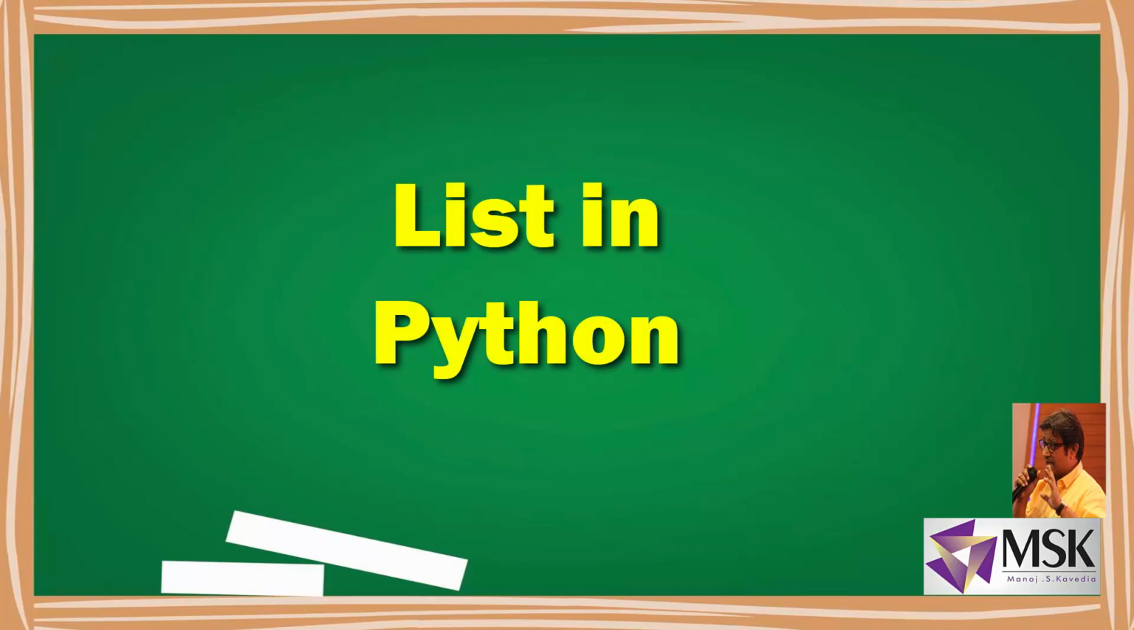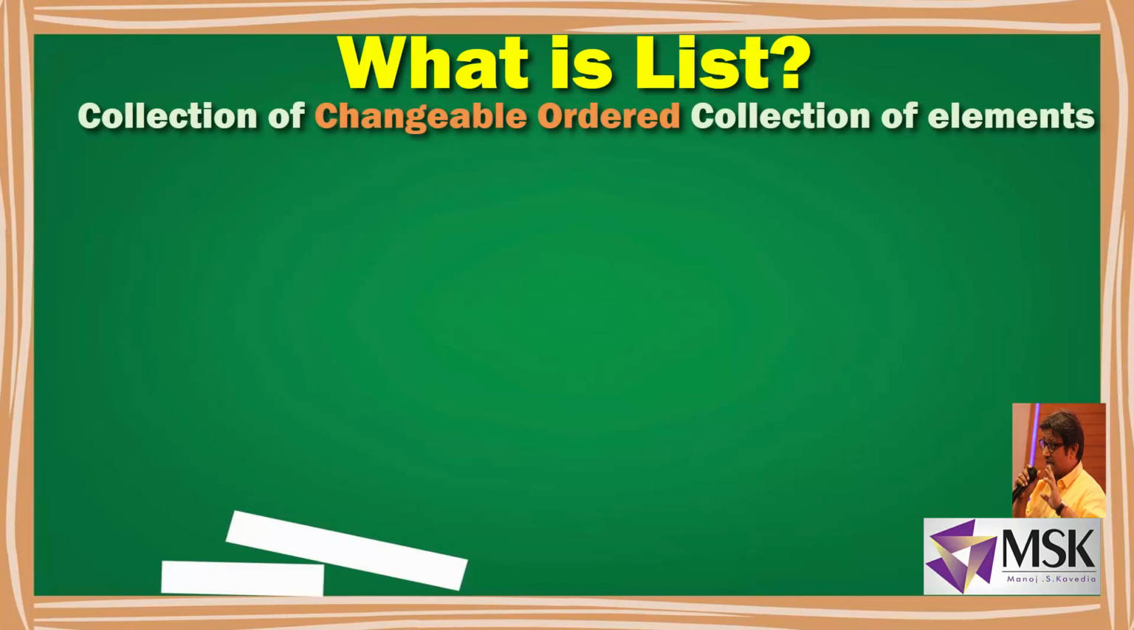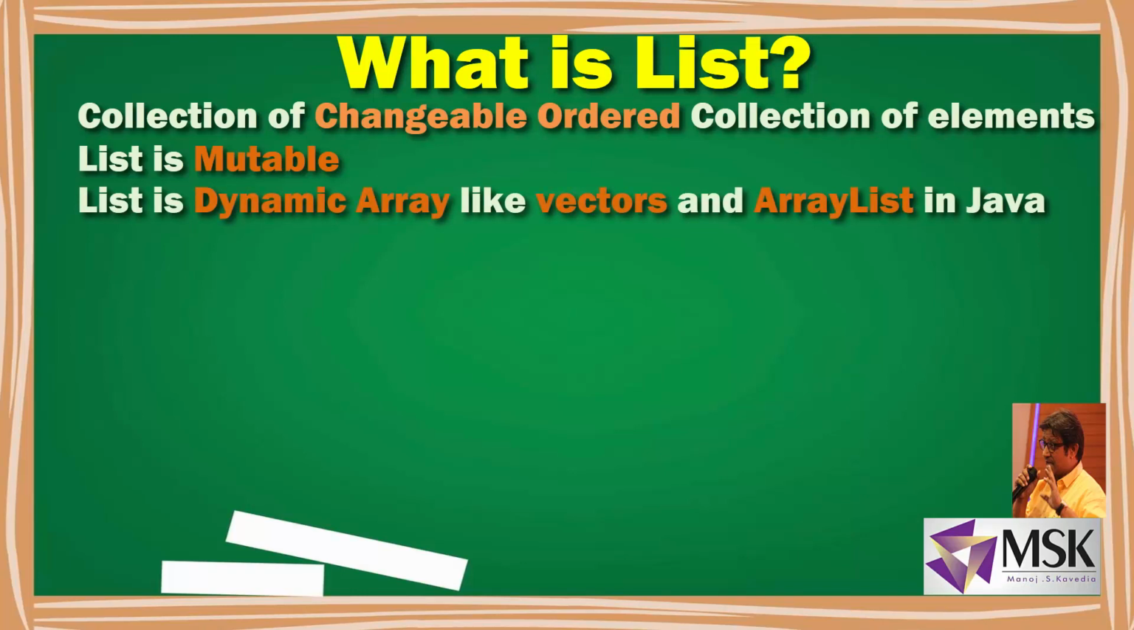Friends, in this lecture I'll be explaining you about list in Python. Now, what is list? Basically, list is a collection of ordered and changeable elements or members or items. Changeable means the items in the list can be modified. So it says that my list is mutable. Mutable means I can change. So you can say list is like a dynamic sized array, which is like vectors and array list in Java.